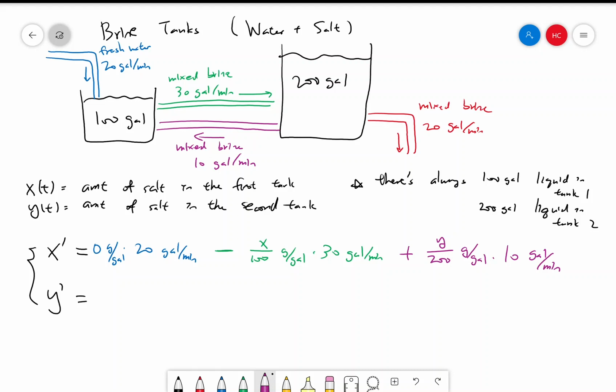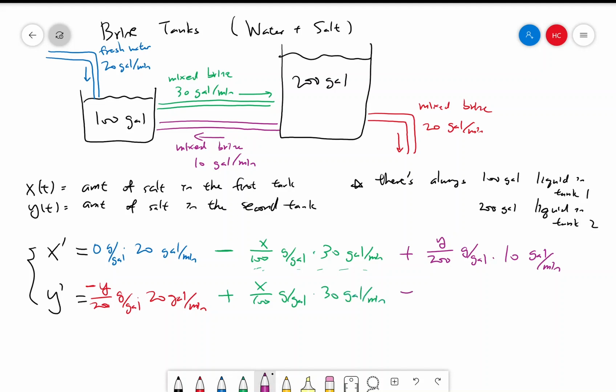The second equation is similar. y prime is the change of the amount of salt in the second tank. The red pipe takes liquid away at a rate of 20 gallons per minute, with the concentration y over 200 grams per gallon, and this is negative because liquid is leaving. And the green pipe brings salt in. The secret is that however much salt is leaving the first tank is however much salt is coming into the second tank, so you can just copy down the terms from above.